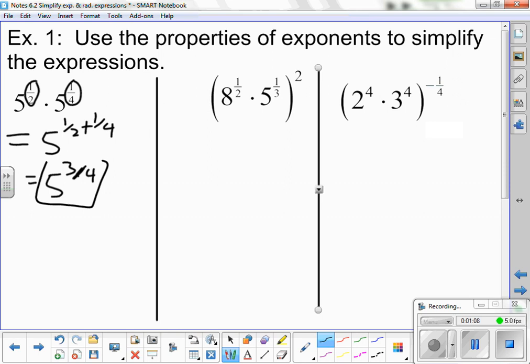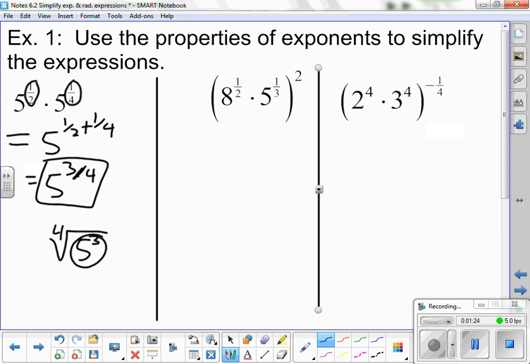Just keep in mind that you can leave it like that because it doesn't say what form it wants it in. This is exponent form. If they wanted it in radical form, you would put this as the 4th root of 5 to the 3rd, or you can even evaluate 5 to the 3rd to 125.